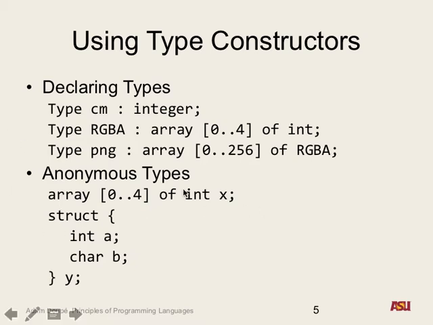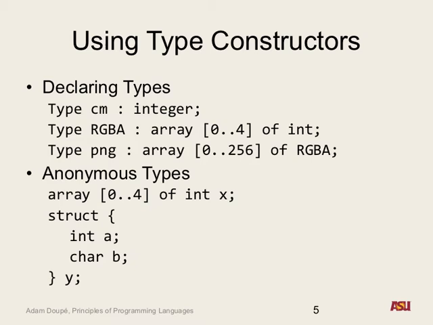Similarly, we could say here that we can have an array of 0 to 4, right? So here we're declaring a variable X, and the type of X is an array 0 to 4 of int, right? So array 0 to 4 of integers. This type has no name, right? We didn't declare that this type is a PNG or an RGBA, right?